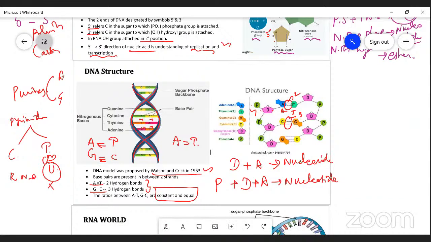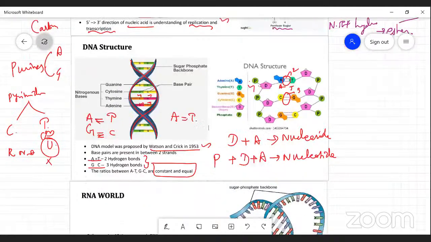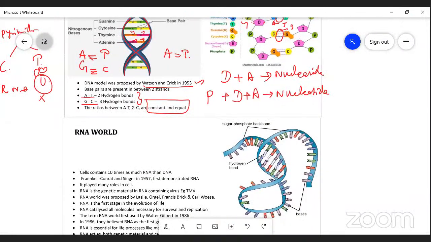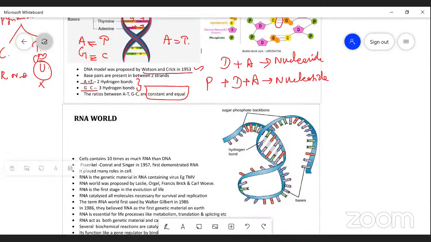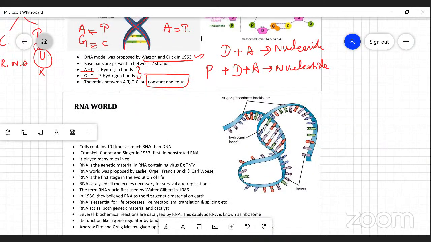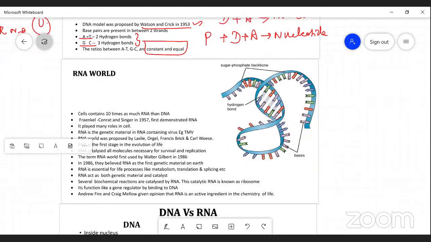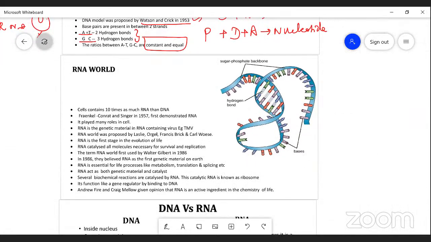RNA world. They will ask the question: give short notes on DNA, or give short notes on nitrogenous bases. Whatever I have given here, you want to read and write properly. I will send the PDF also for your reference. For each and every question, the answer is given separately.